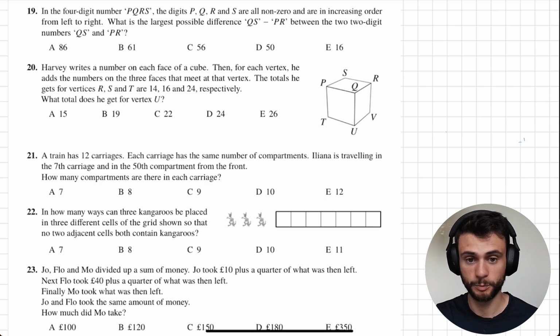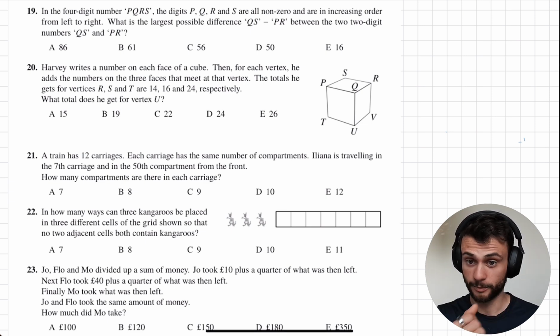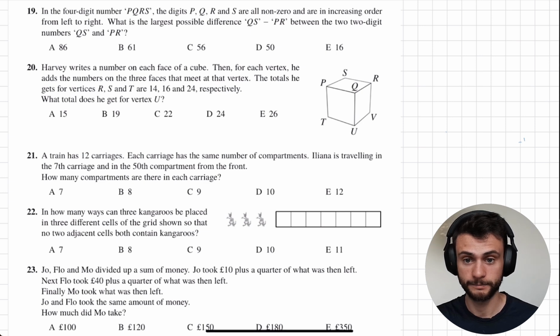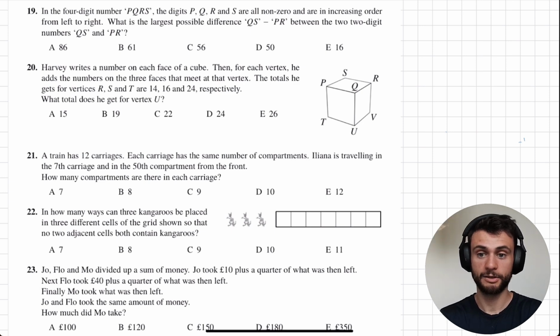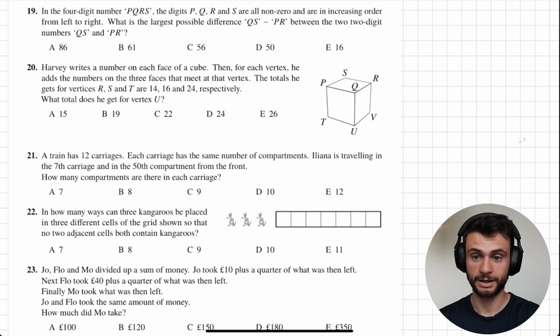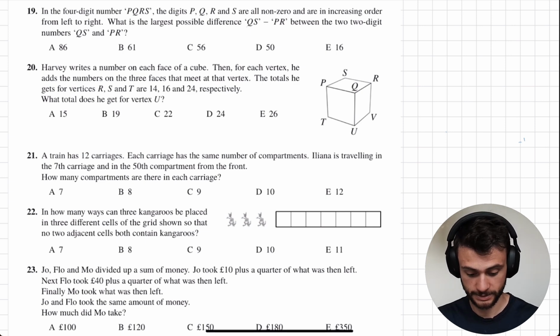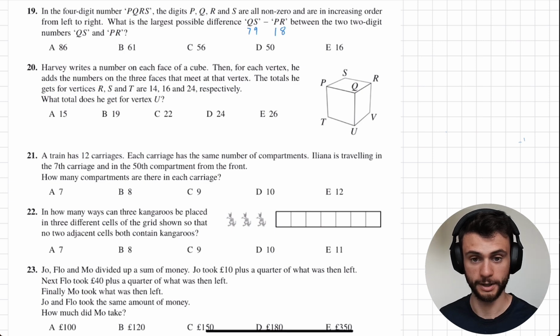If we could, we'd let Q be 9 and P be 1. However, we're told that PQRS are in increasing order. So that means R and S are going to have to be greater than Q. So the largest value for Q is 7, because that would make R 8 and S 9. So let's try that. Q 7, R 8, S 9. P we want to be as small as possible, so we can let that be 1.